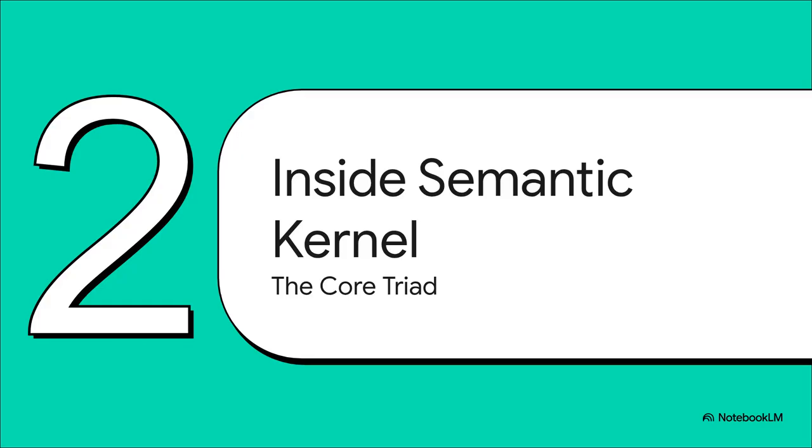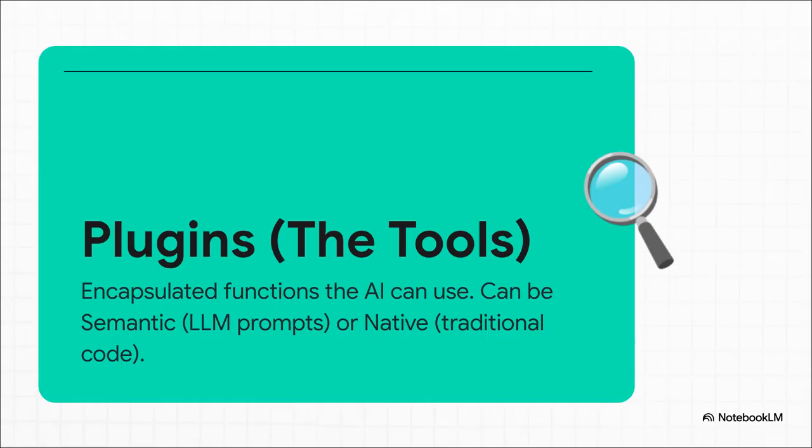Okay, let's pop the hood and see how this thing actually works. The whole architecture is built on a really elegant concept, a simple but powerful idea that Microsoft calls the core triad. First part of that triad, plugins. These are basically the tools you give to the AI agent.